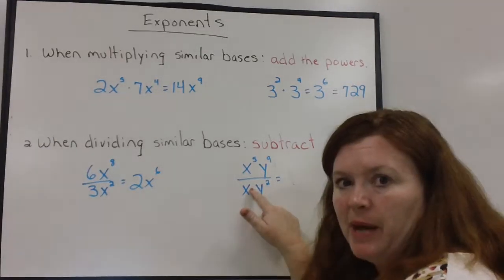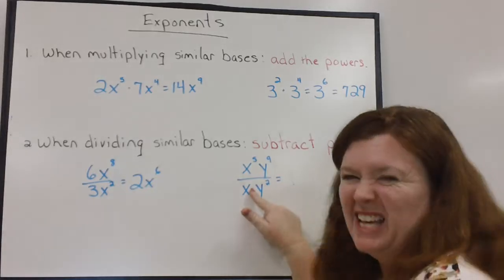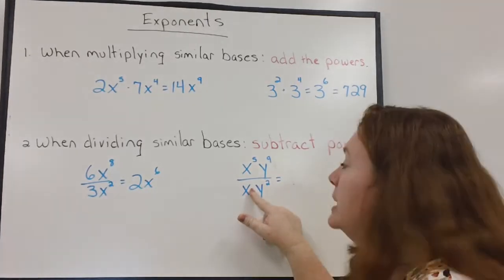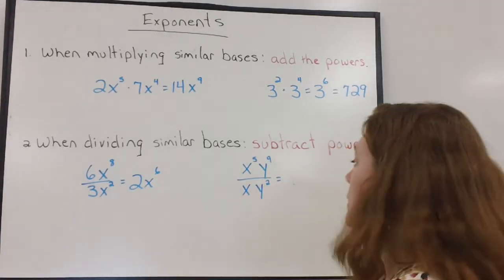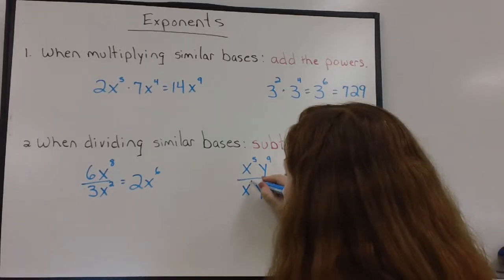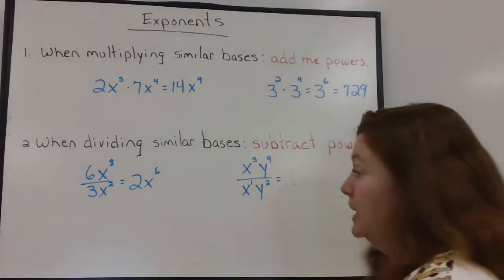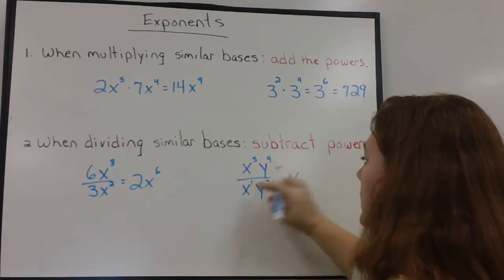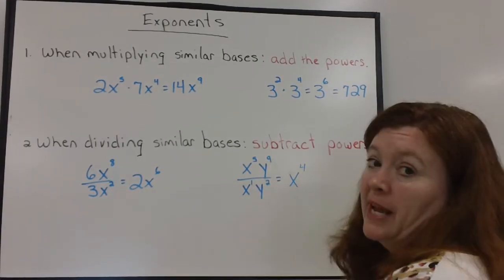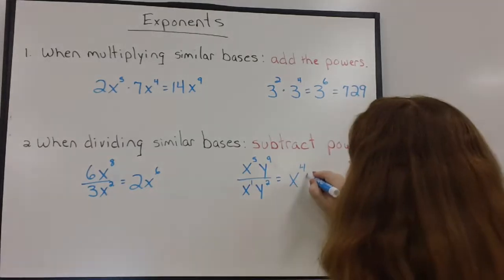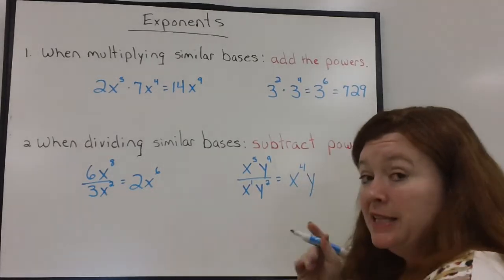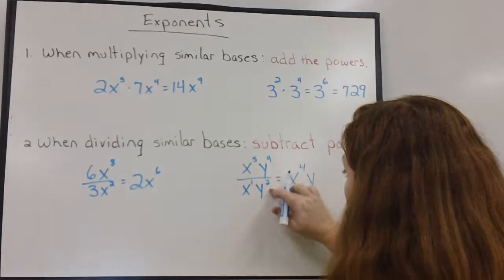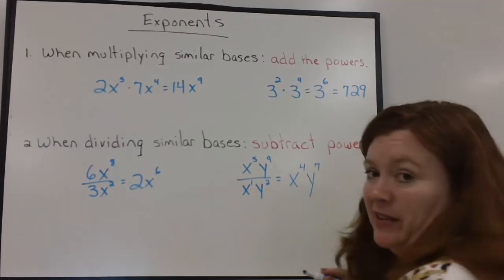This one doesn't have a power or an exponent. It does, but I don't see one. It's an understood 1. So if you want to add a 1, if that helps you, that's perfectly fine. And so now when I subtract the powers, 5 minus 1 is 4. And then with the y's, I write the base and subtract the powers. 9 minus 2 is 7.